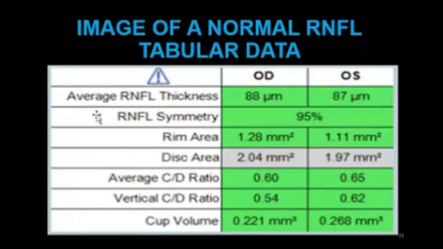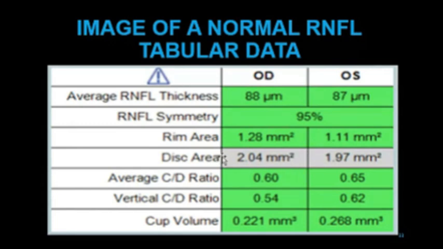So in this place, we see average RNFL thickness, and it's saying it is 88 and 87. This green is showing that this number is within the normal limits. If it were red, it would mean that something is wrong. Our RNFL symmetry is showing 95 for both eyes, which means it is within normal limits. The rim area is 1.28 millimeter square, and here is 1.11 for the left eye. It shows that it is within normal limits. There's a range for every one of these data.